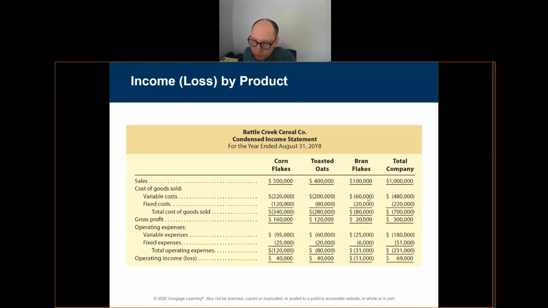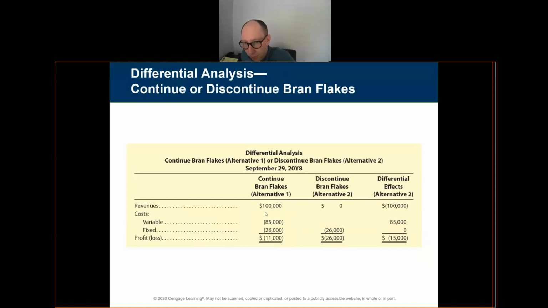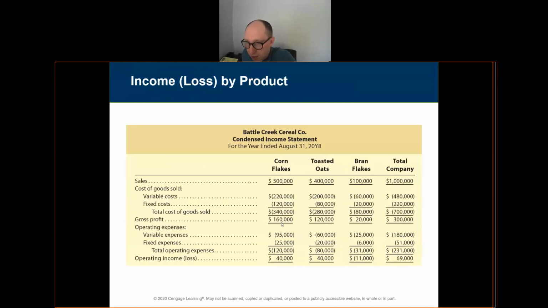First, you would have this data, okay? And it would say something along the lines of, based off of the differential analysis, what would be the differential analysis between continuing or discontinuing the brand Flakes? So continuing, this is the data for continuing. Discontinuing, sales would be 0, variable cost would be 0, fixed cost would still be minus 20.